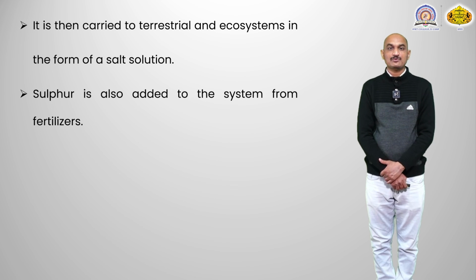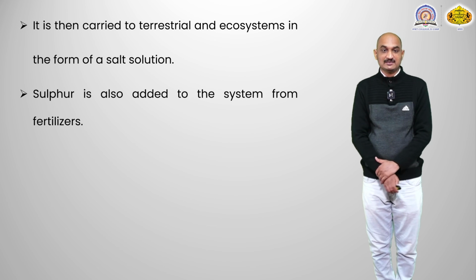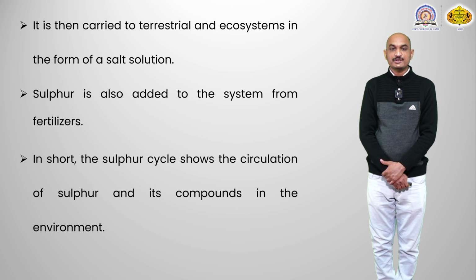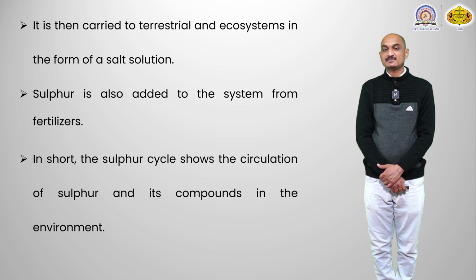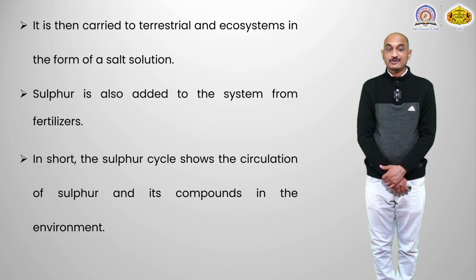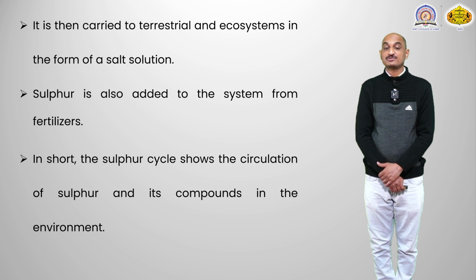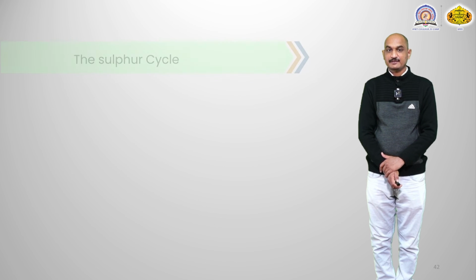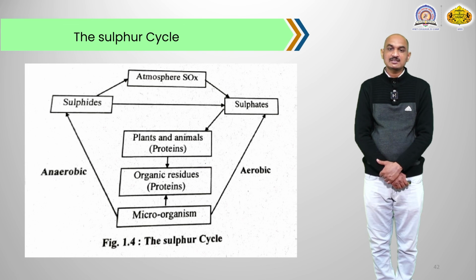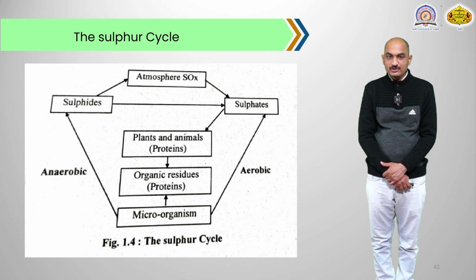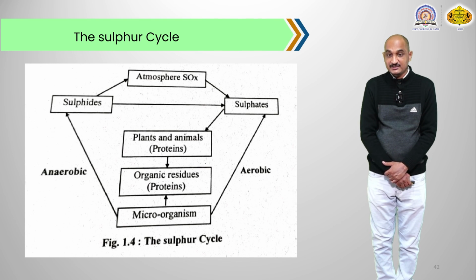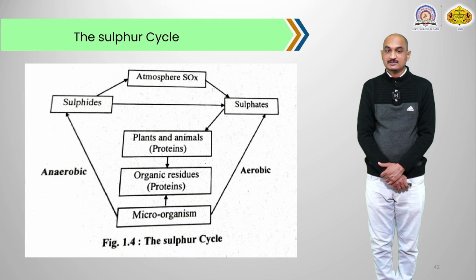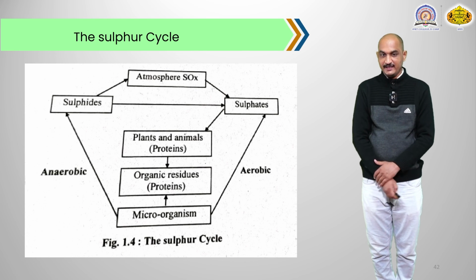We use different types of sulfur-containing fertilizers, so it is also introduced through them. In short, the sulfur cycle shows the circulation of sulfur and its compounds in the environment. This is the circulation of sulfur and sulfur-containing compounds into the environment by different types of processes.